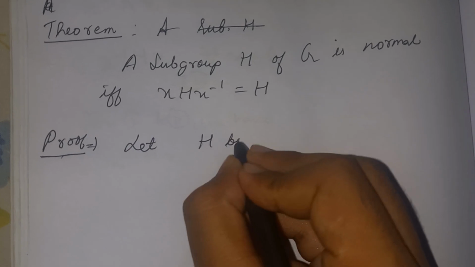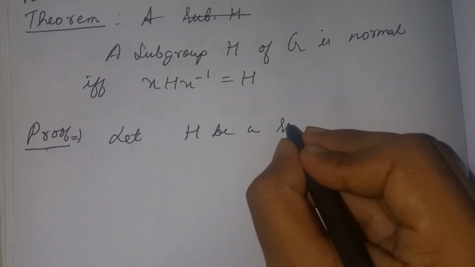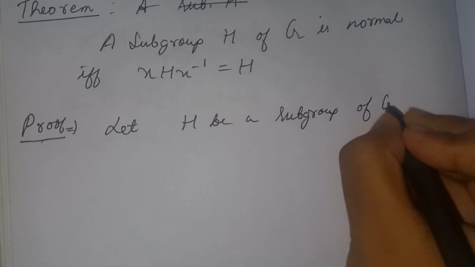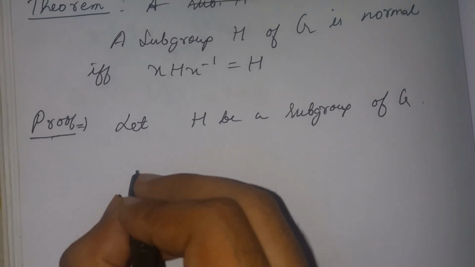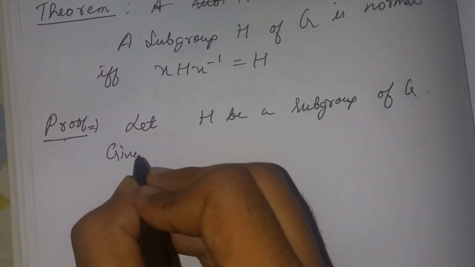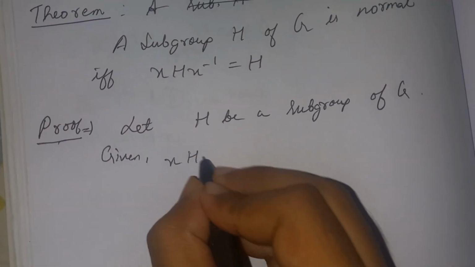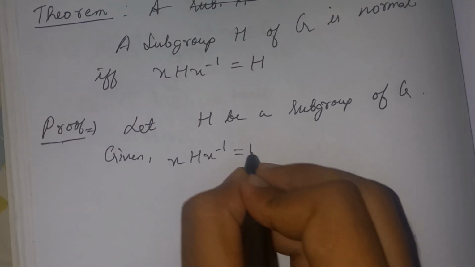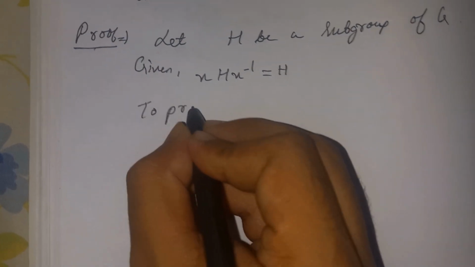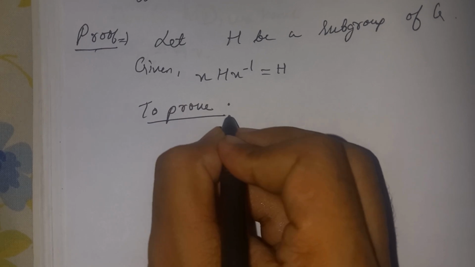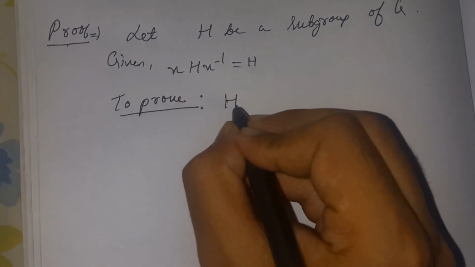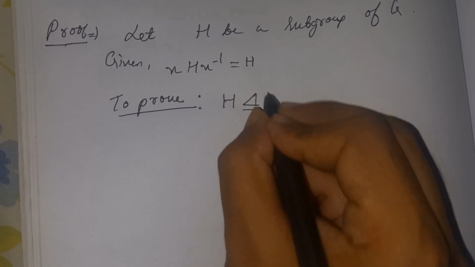Let H be a subgroup of G. We have been given xHx inverse is equal to H. So here we'll have to prove H is a normal subgroup of G.